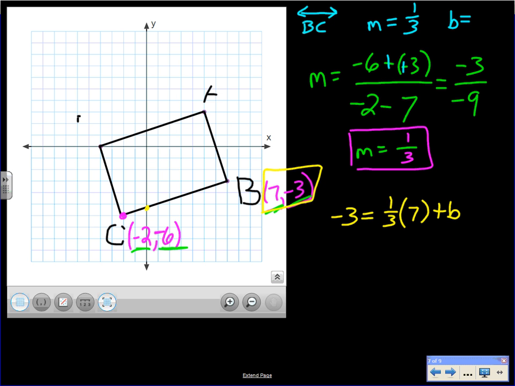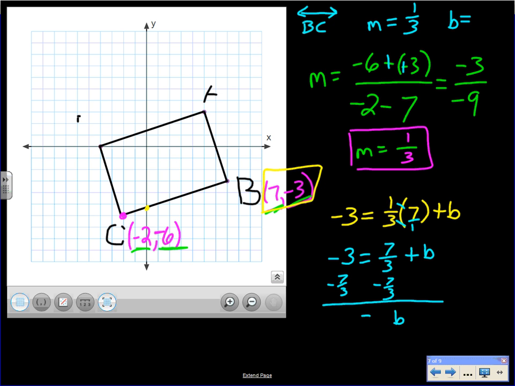So in order to do that, 7 has to be a fraction. So multiply the top numbers: 1 times 7 is 7. And multiply the bottom numbers: 3 times 1 is 3. We have to get b by itself, so we're going to subtract 7/3 from both sides.